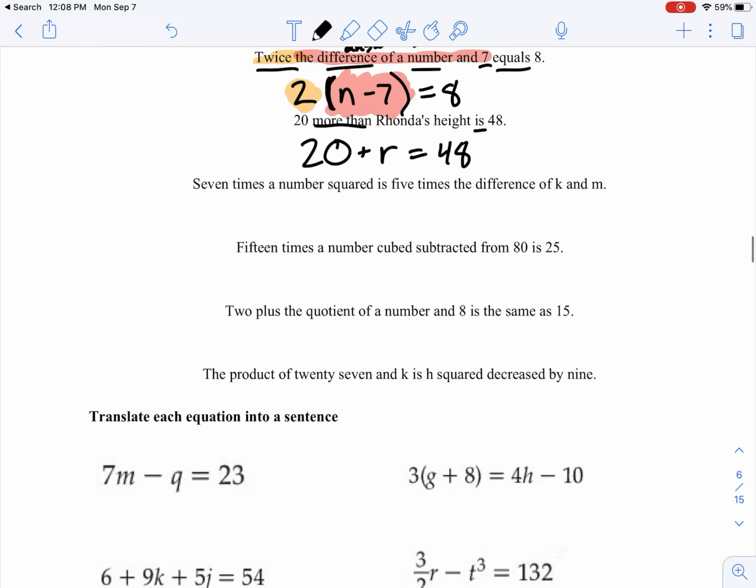Next one. 7 times a number squared is 5 times the difference of k and m. All right, this is a long one here. So 7 times, we're going to have multiplication. A number squared, that means we're going to have an exponent. Squared is exponents. Is your equal sign. So our equal sign is actually going to be in the middle of 2 different expressions this time. Multiplication again. We've got subtraction there at the end.